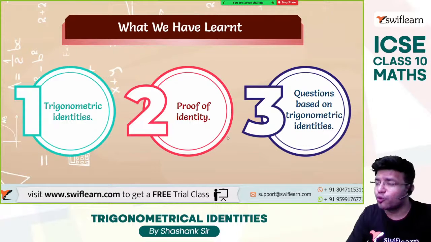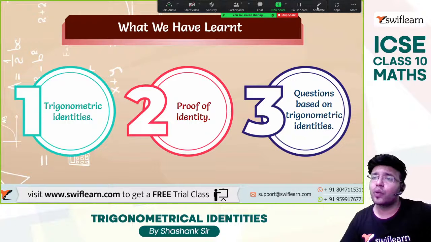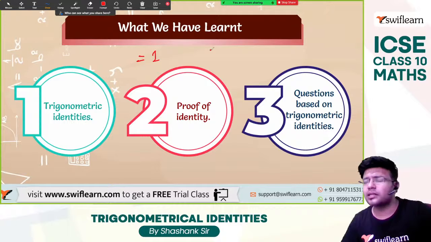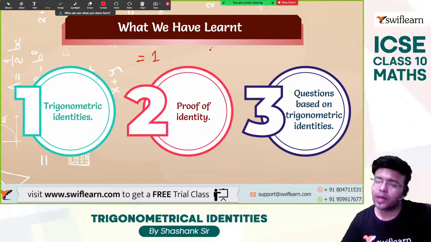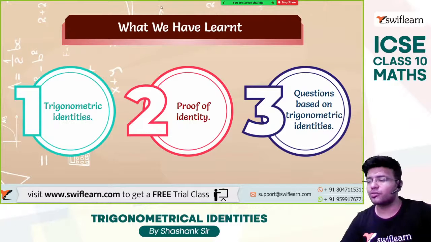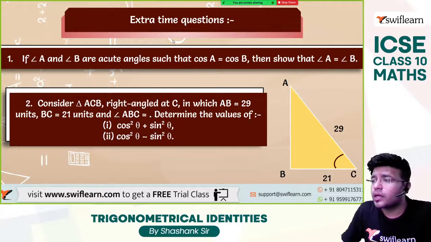We learned some proofs. Okay, the three main proofs which we learned is cos square A plus sin square A is equal to 1. 1 plus tan square A is equal to sec square A. 1 plus cot square A is equal to cosec square A. And few more things we have learned which we may use in the next class. Now let us solve some extra time problems.